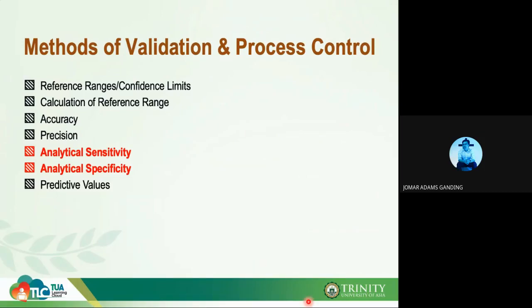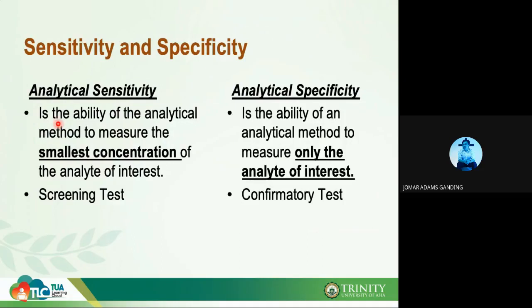I want to clear this out because this is very important. Analytical sensitivity is the ability of an analytical method to measure the smallest amount or the smallest concentration of an analyte. Usually this should be high sensitivity, and high sensitivity should be on your screening test. On the other hand, analytical specificity is the ability of your analytical method to measure only the analyte of interest. This is very important for your confirmatory test.